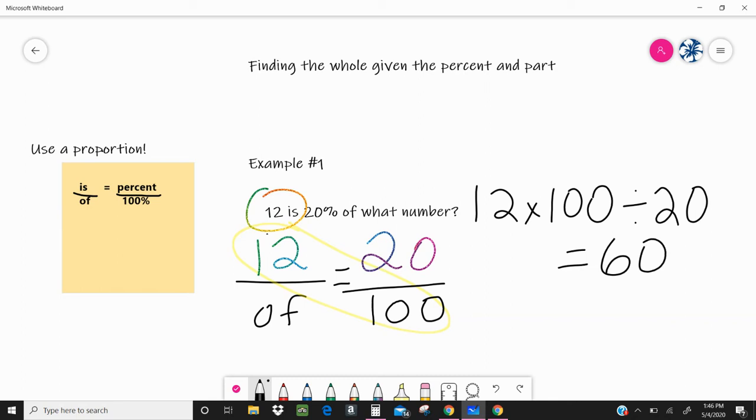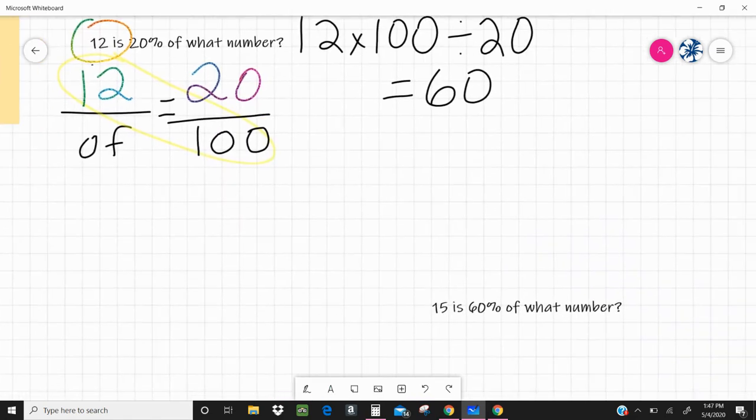So 12 is 20% of what number? The only thing I can think of is my M&M's example. I have 12 red M&Ms. They need to be 20% of all my M&Ms. So how many M&Ms am I going to need all together? So if I want to use that as my real world example, that would be an example for that. All right, let's go on to example 2.